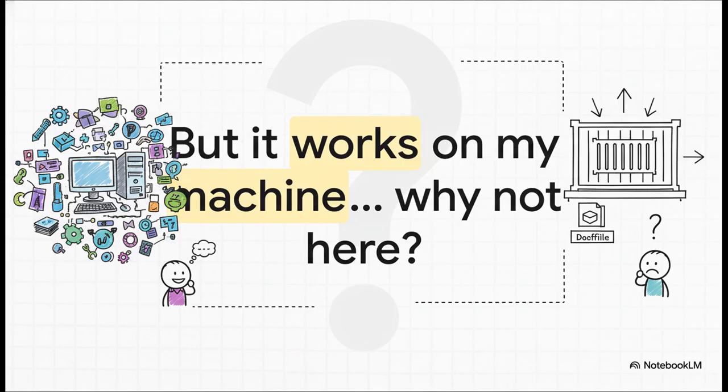Ah, the classic. The five most dangerous words in programming: but it works on my machine. And that's exactly why we use Docker, right? Your machine has years of stuff installed on it. The Docker container, on the other hand, is a completely clean, totally isolated environment. It only has what we explicitly told it to install in the Dockerfile and nothing more.